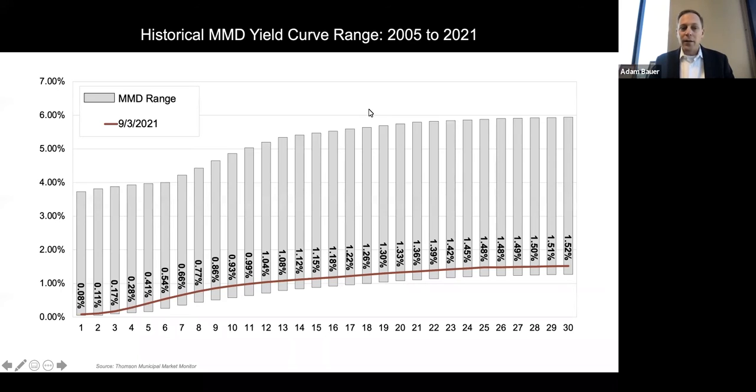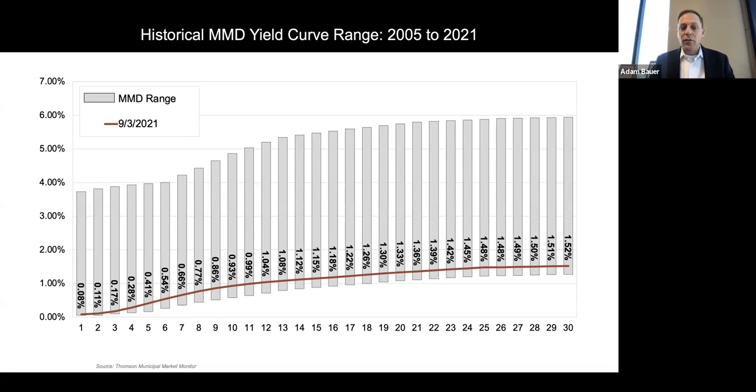We start by looking at the municipal market data yield curve and how it's changed over time. Those gray bars going from years 1 through 30 represent the interest rate range for each one of those maturities. So it's been as low as the bottom and as high as the top. That red line represents that MMD for each one of those maturities as of 9/3/2021. Hopefully what you're noticing is that red line is near the bottom of those gray bars.